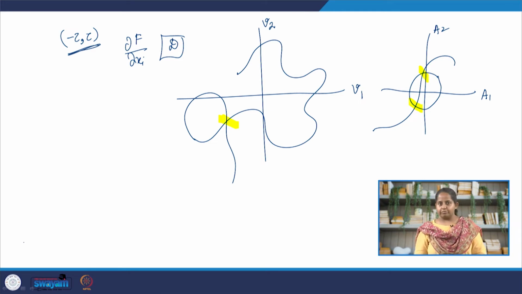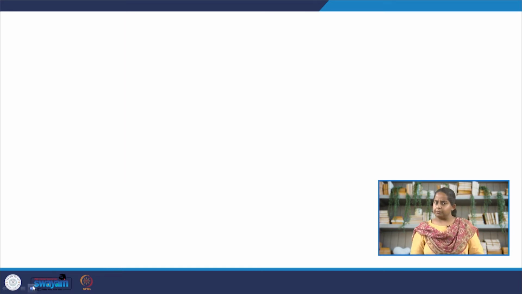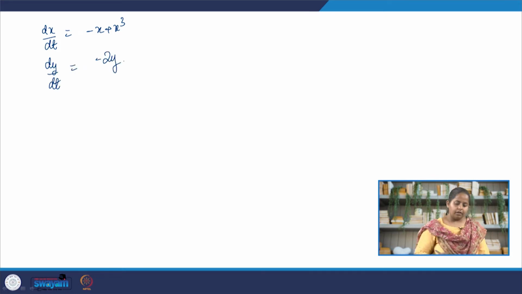Okay, now let's move straight to our example. I'm going to take a very simple example of a 2D nonlinear system. It's from your textbook. So we have dx by dt and then dy by dt. Notice here this is an uncoupled system.